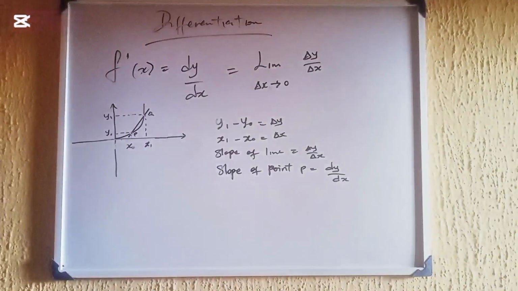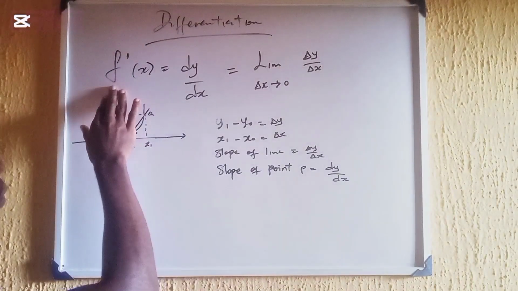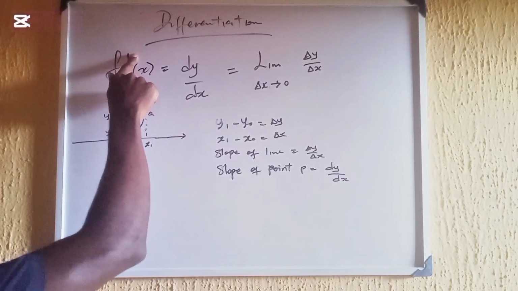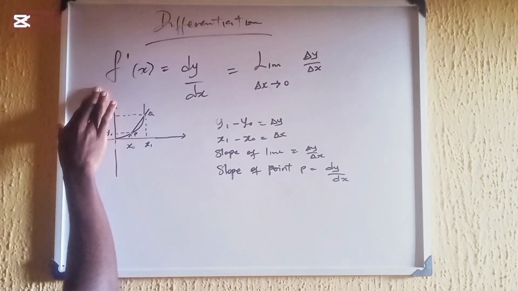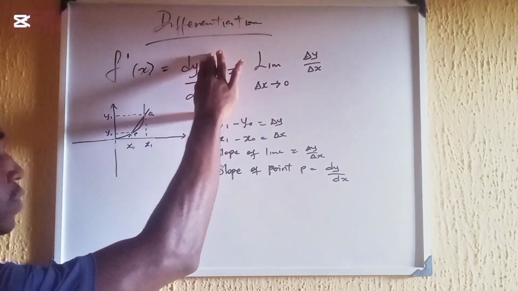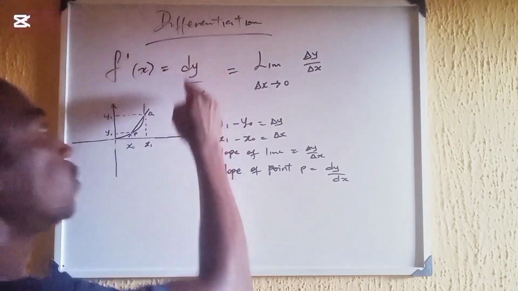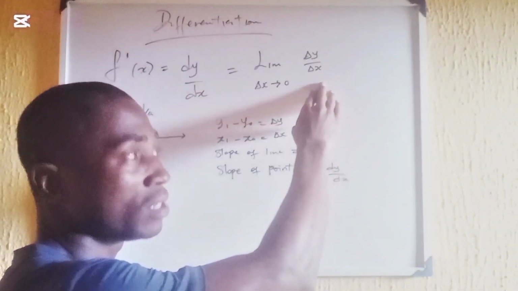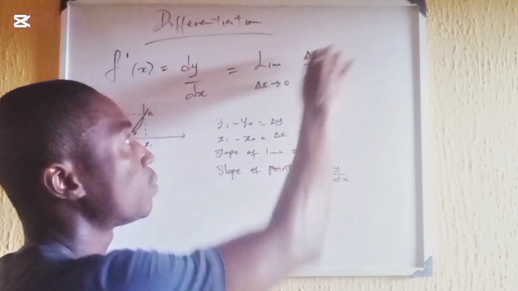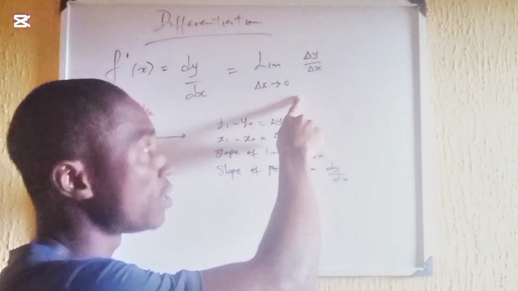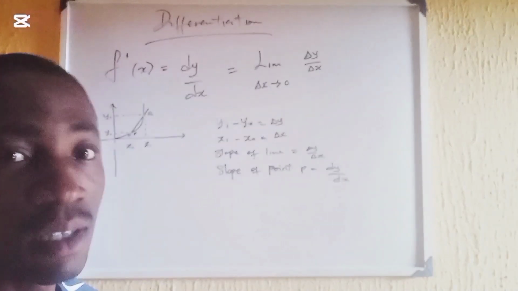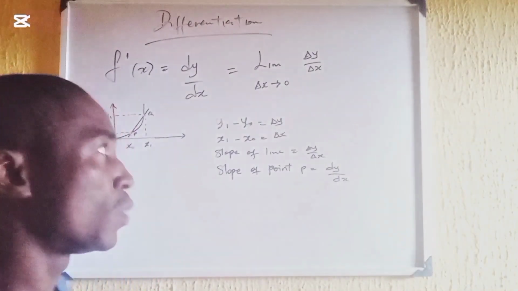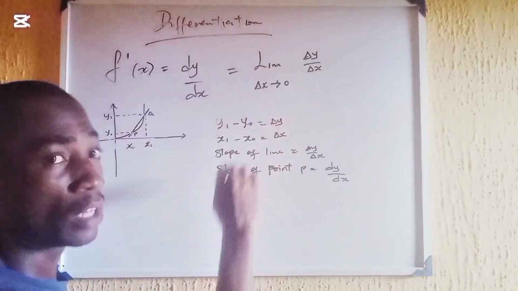Now, look at the expression we have on the board. F prime of x is equal to dy dx. This is called prime. It's not to the power 1. So what it means is that we can either express the derivative this way or this way. So either we use f prime x or we use dy dx. And it is given as the limit of change in y over change in x. So this is the slope. This is called slope as change in x approaches 0. So if you don't know what limit is all about, you can check my video on limits. Then you can get to understand what limit is all about.